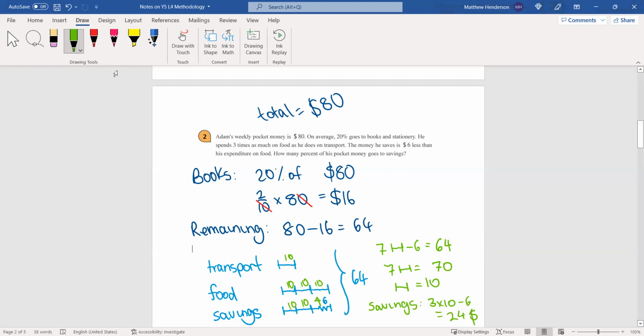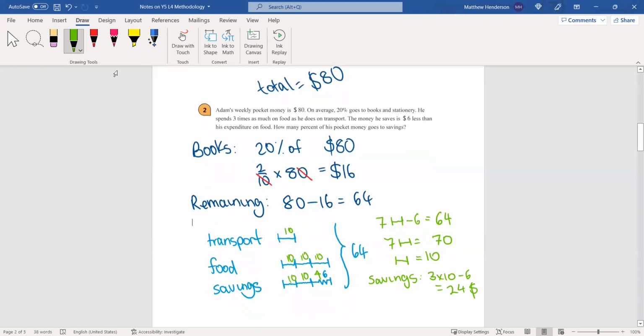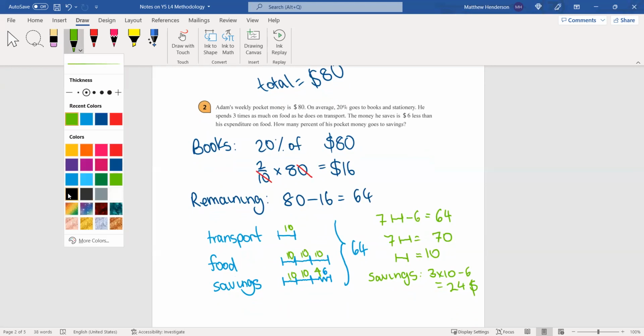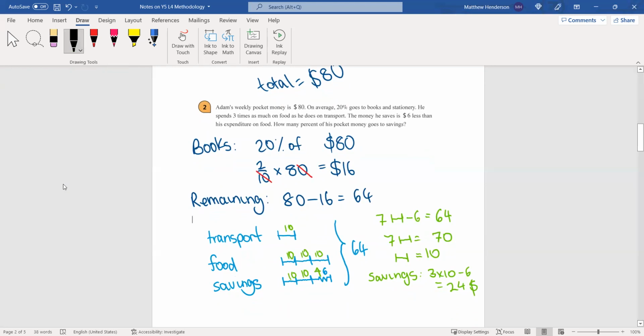And the final step of this question is to find the percentage, because it asks how many percent of his pocket money goes to savings. So we need to express $24 as a percentage out of his total money that he earns in the week. So that's going to be 24 over $80. And by simplifying and dividing both sides by 8, we get 3/10 or 30%.